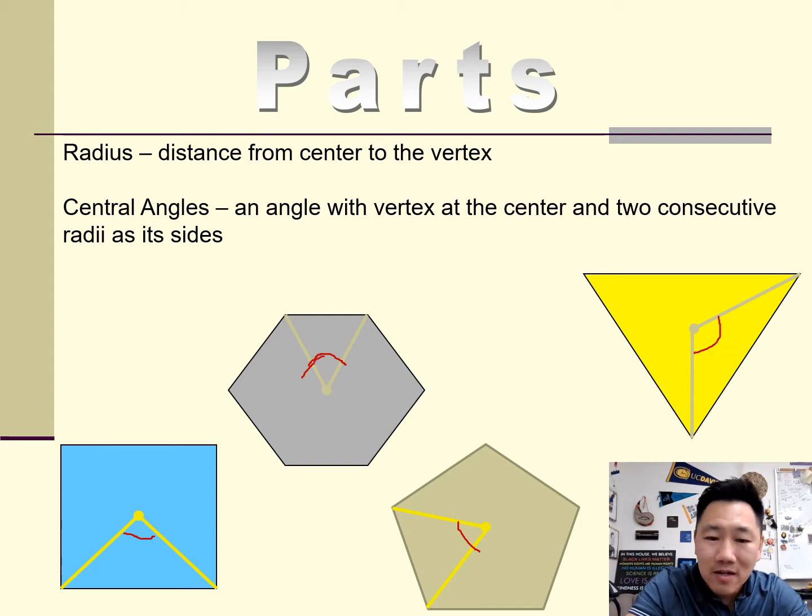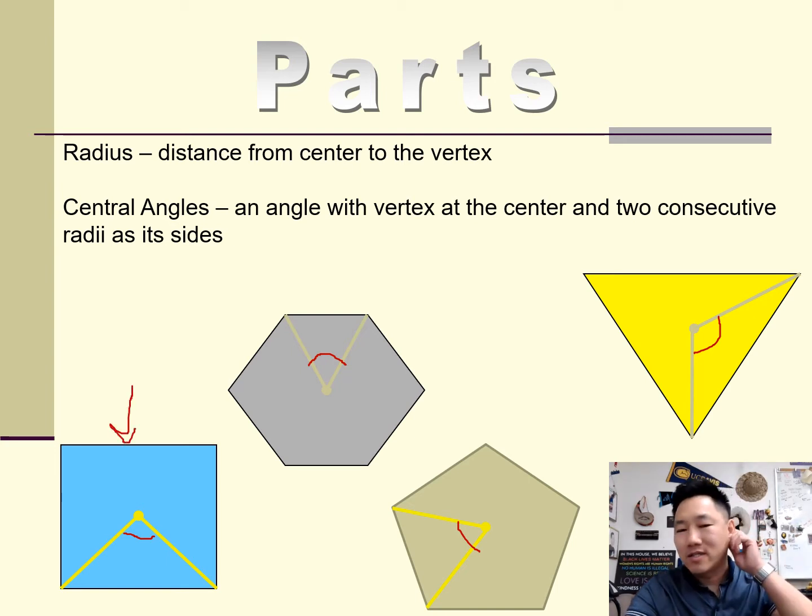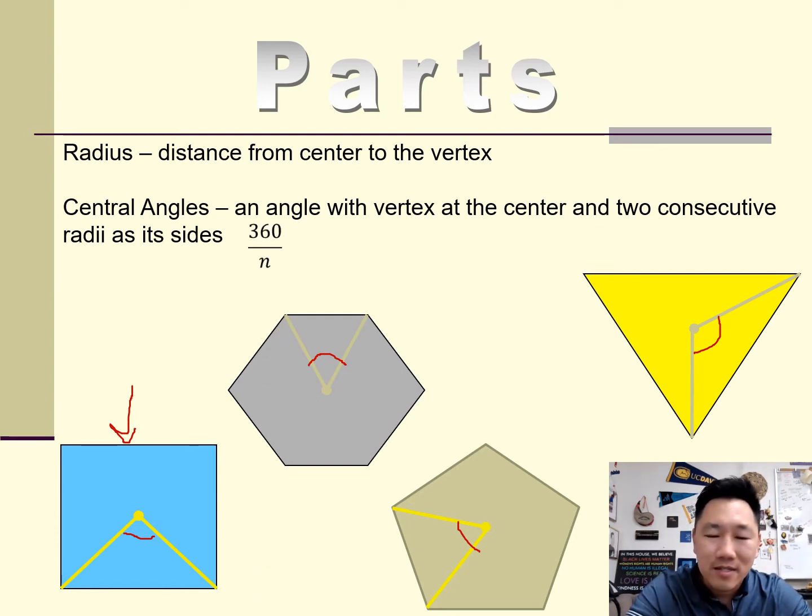Well, I know a whole circle makes 360 degrees. So how do I find the central angle? It's a good guess. You just divide it by the number of sides there are. So if this has 6 sides, it's just 360 divided by 6. If the square has 4 sides, it's 360 degrees divided by 4, and so on. There it is, 360 divided by n, the number of sides.